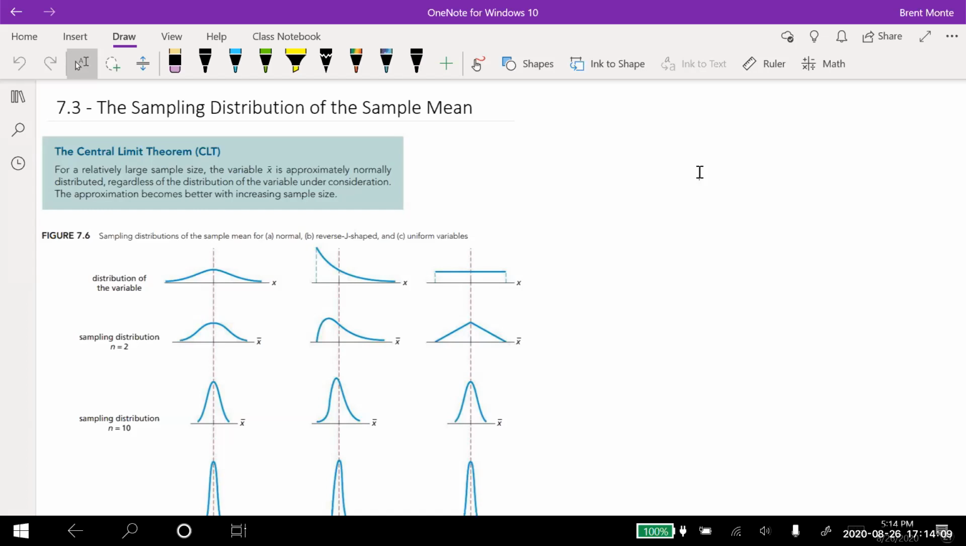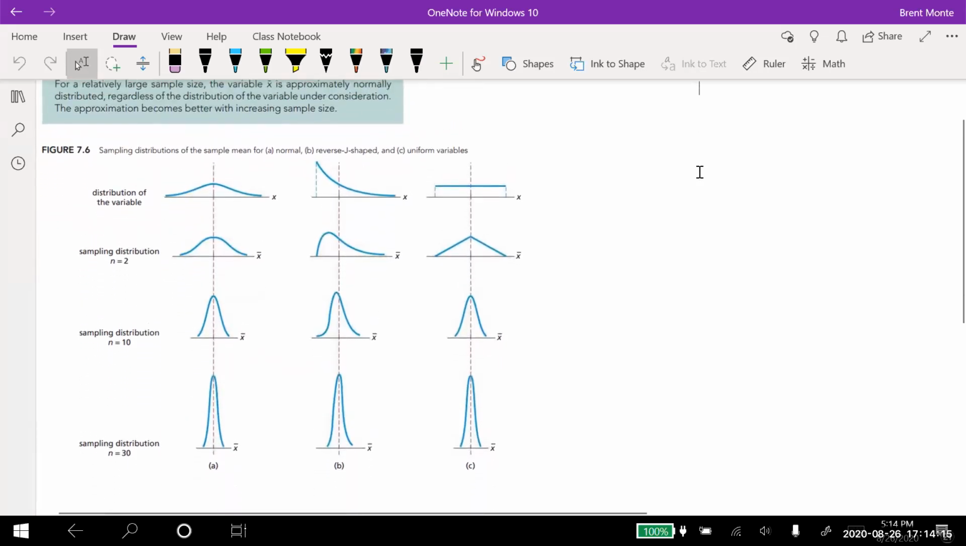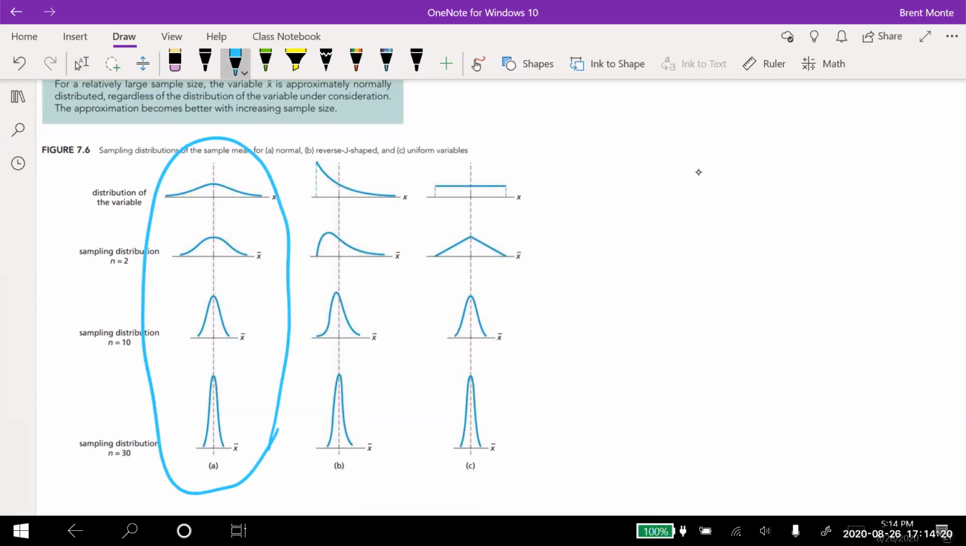Well, we have a picture. That figure 7.6 is a picture of this. So let's look at the picture and see what's going on. So in this first column here, they give us the distribution and they say, okay, the distribution of the variable is already normally distributed. But if I do a sampling distribution of all samples of size 2, it's still normally distributed, but the peak's a little bit higher because it's less spread out. Remember, the area under the curve has to be 1, so if it's less spread out, it has to be taller. But what I've done is I've shrunken the standard deviation, so it's less spread out.